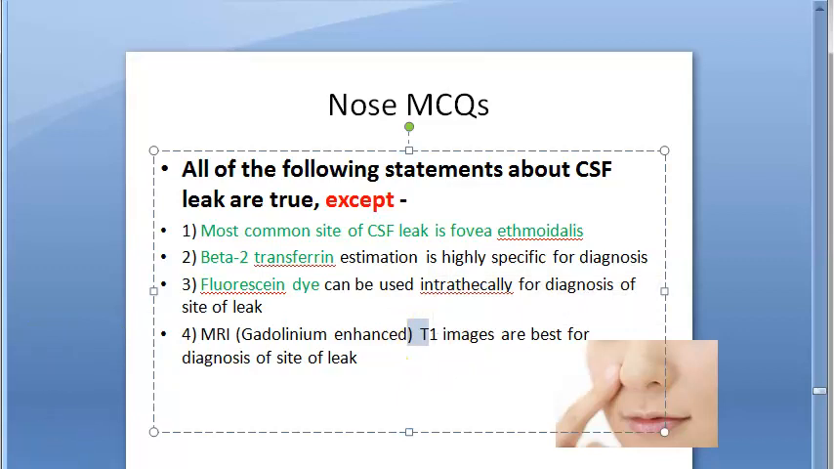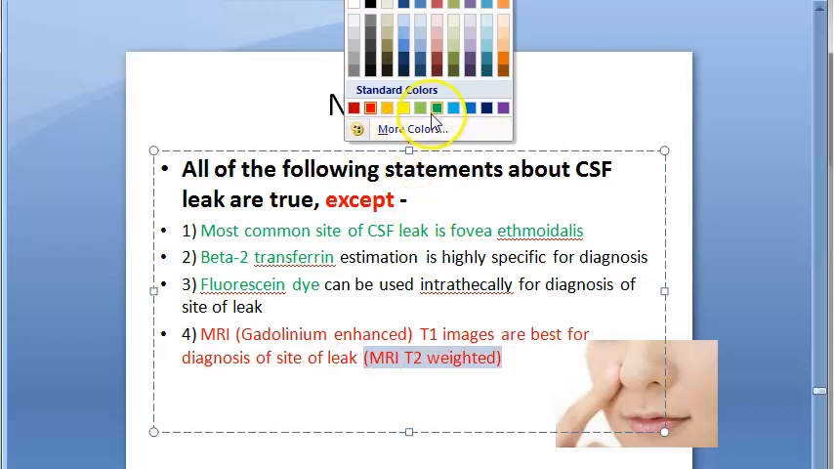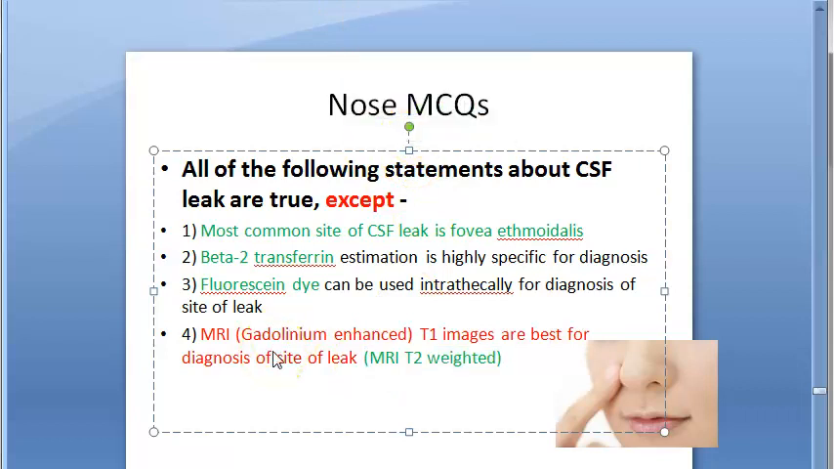It's very complicated actually. So anyways, according to the textbook, CSF rhinorrhea, location of site, if you want to know the site, you should use an MRI which is T2 weighted, okay. So the answer actually should be MRI T2 weighted, okay. This is the correct answer. So this is useful in depicting the site of leak, okay.